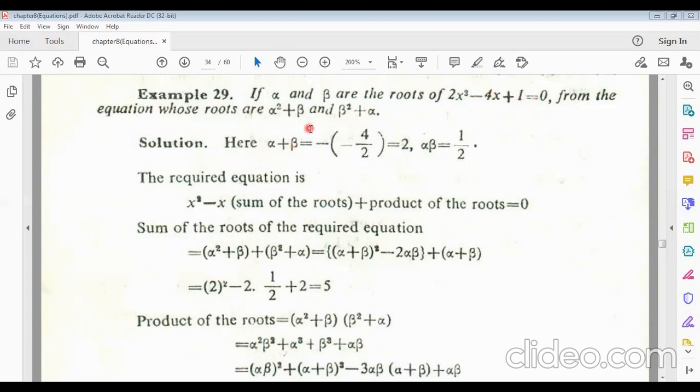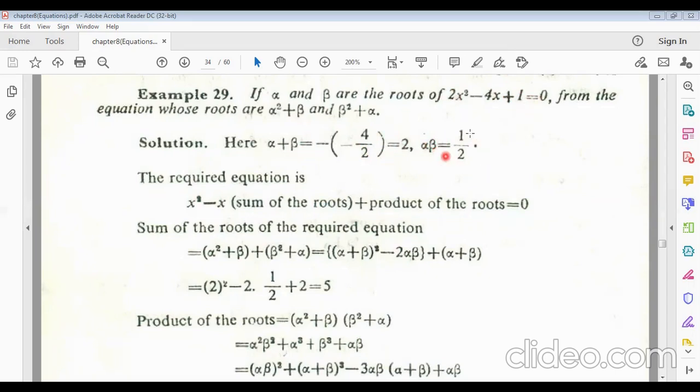So what is the sum of the roots of the given equation? It will be minus b by a. Minus 4 by 2. a means 2 and b equals minus 4. According to the formula, the sum of the roots is minus b by a. So we get only 2. 4 and 2 cut. Minus minus plus. So 2. And what will be the product of the roots? c by a. What is c here? c means 1. And a means 2.